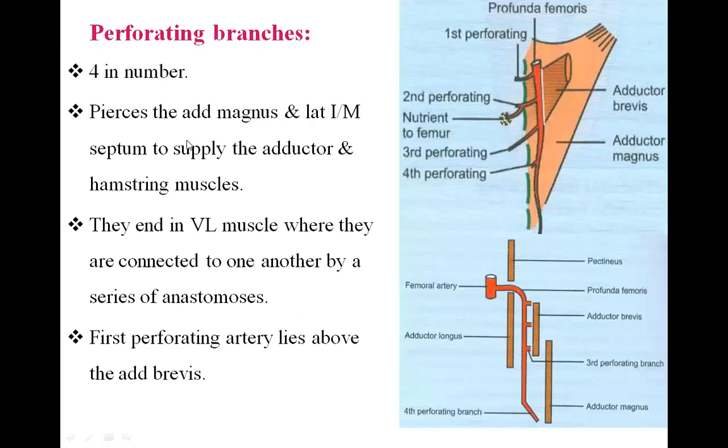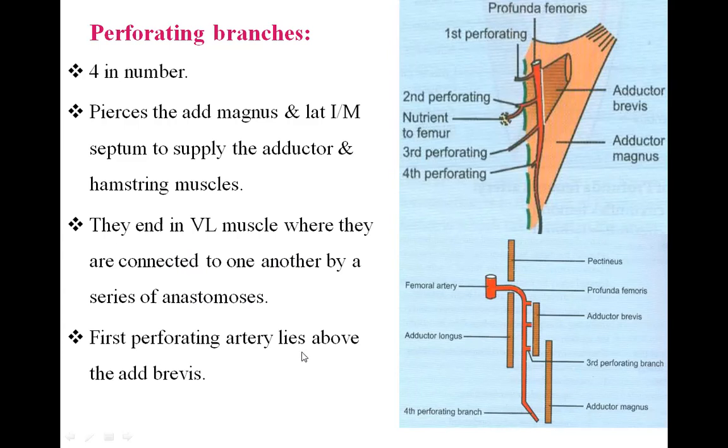Perforating branches, they are 4 in number, pierce the adductor magnus and the lateral intermuscular septum to supply the adductors and the hamstring muscles. Here you can see first, second, third and the fourth perforating artery. Here is the adductor brevis, adductor magnus. They end in the vastus lateralis muscle where they are connected to one another by a series of anastomoses.